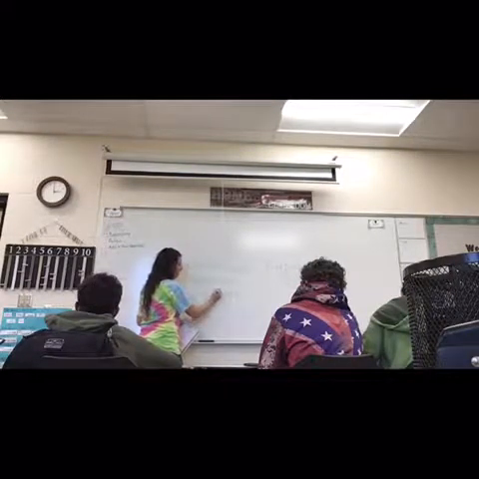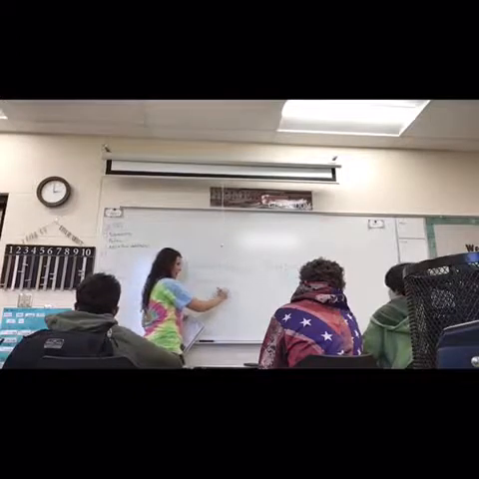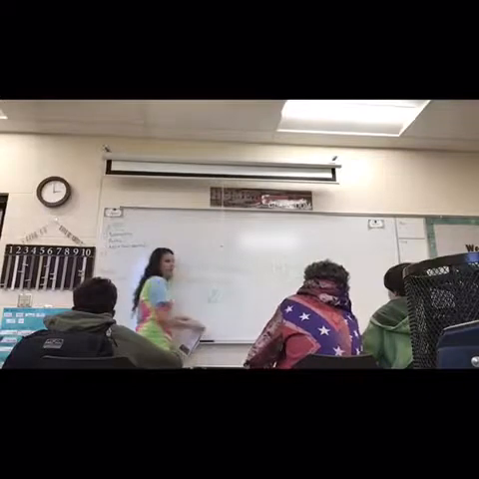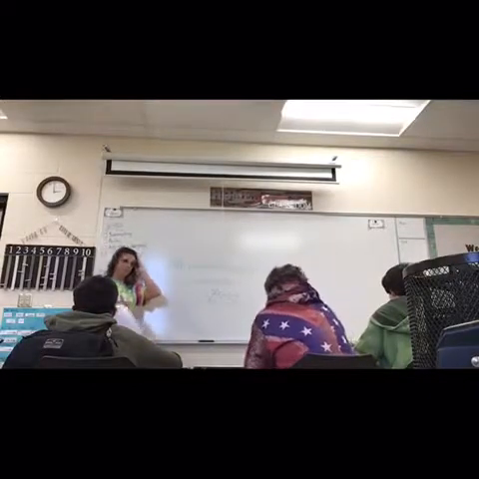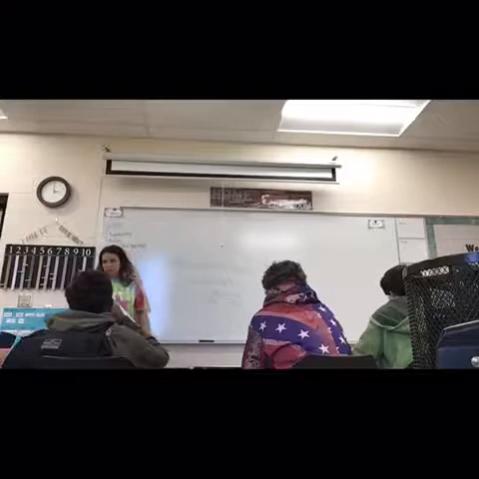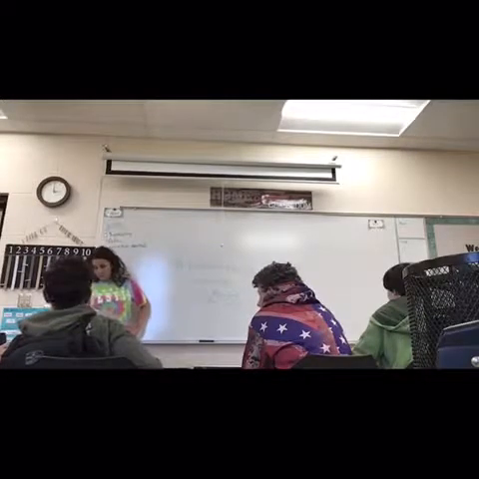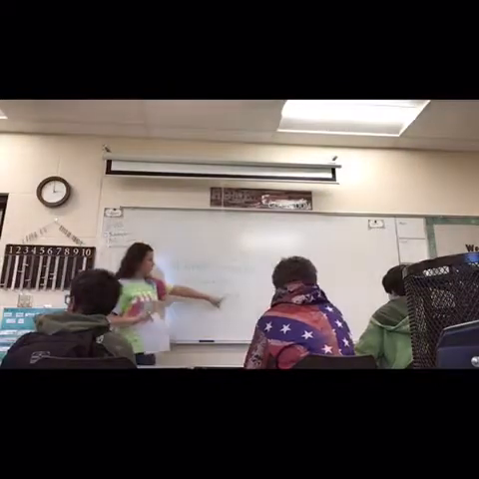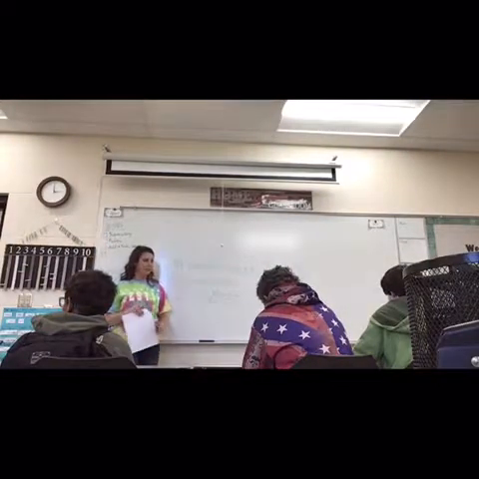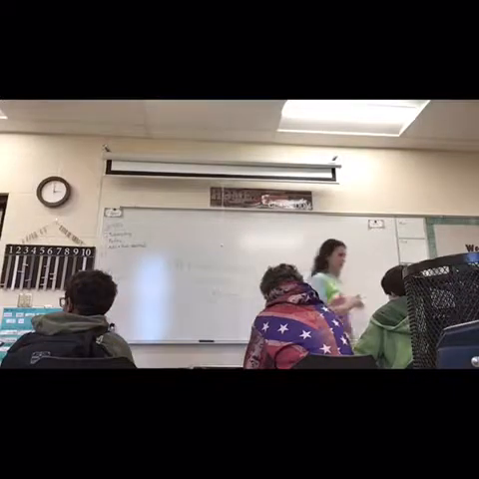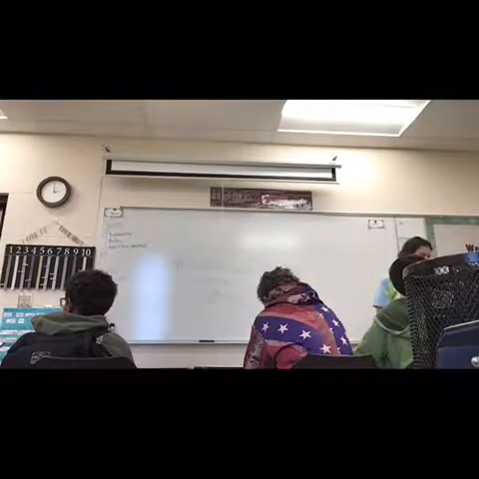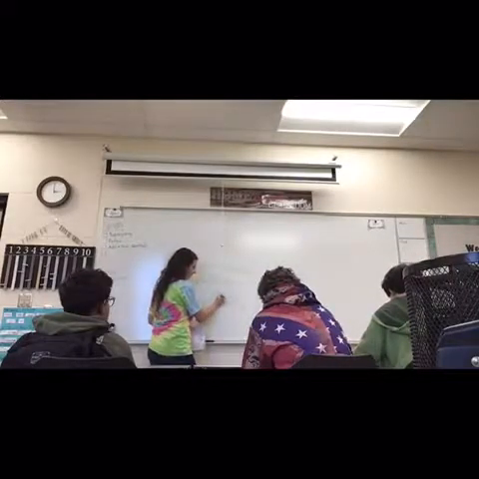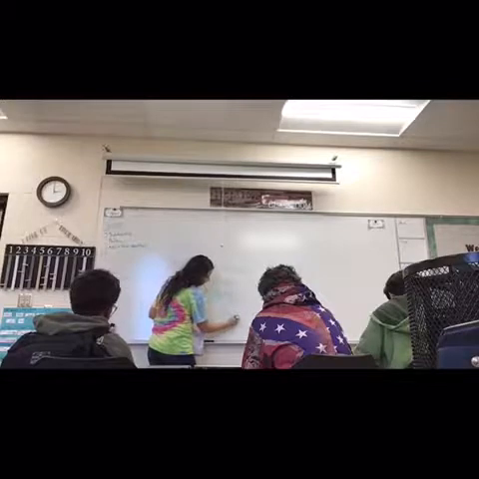Put negative 0.2 under the x. Those are going to cancel out, right? We do the same to the other side. What is that? Put that in your calculators, Alex. 5.4 divided by negative 0.2. Negative 27. You got negative 27. Good. So x equals negative 27.